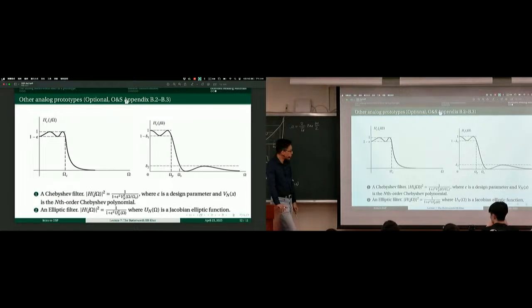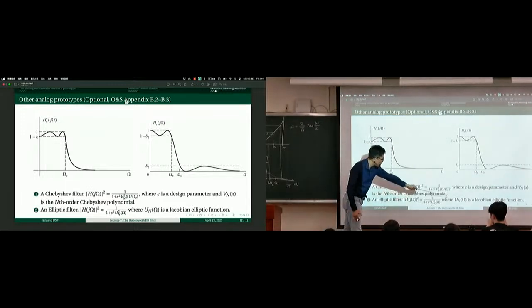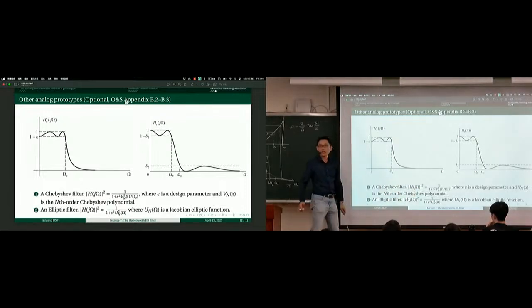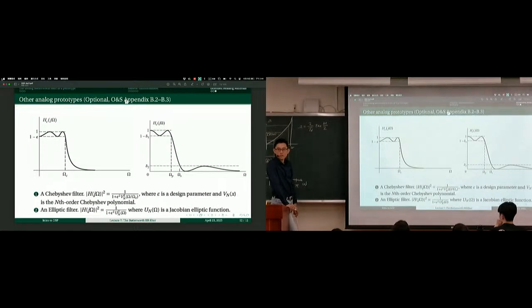So in case you're interested, go ahead and read it, where you'll find that elliptic filter. Here we have an expression right there. U is a Jacobian elliptic function. Okay? And I have no idea what that is. I tried to learn it, but I searched the Wikipedia. It's very complex. I've never encountered it in my career.